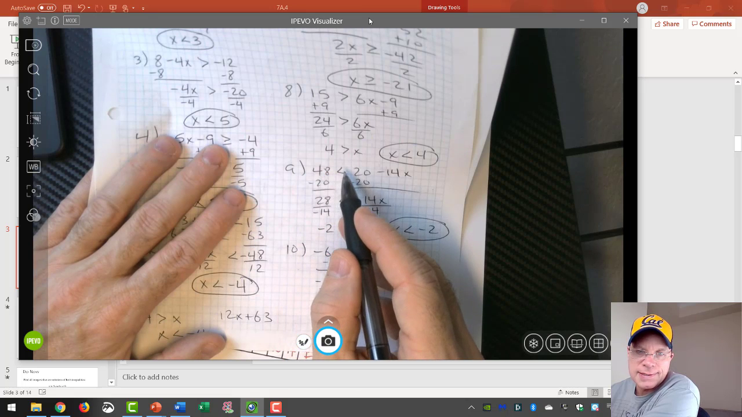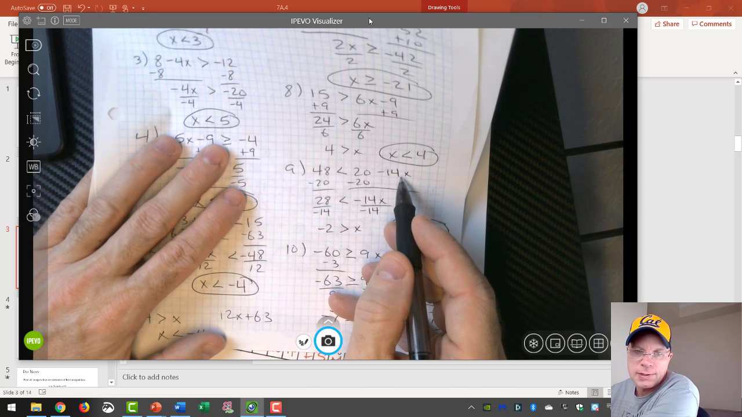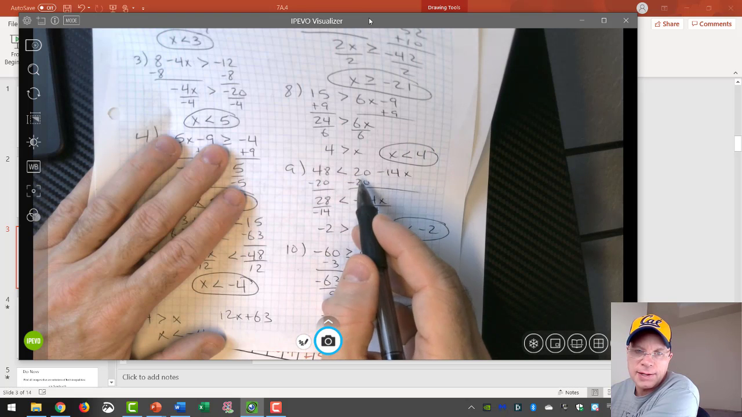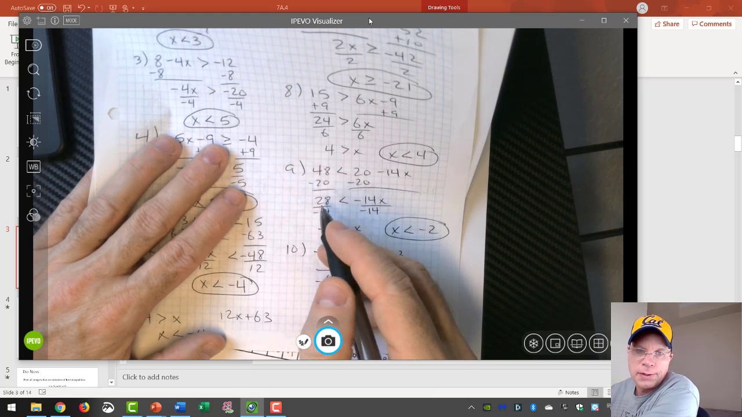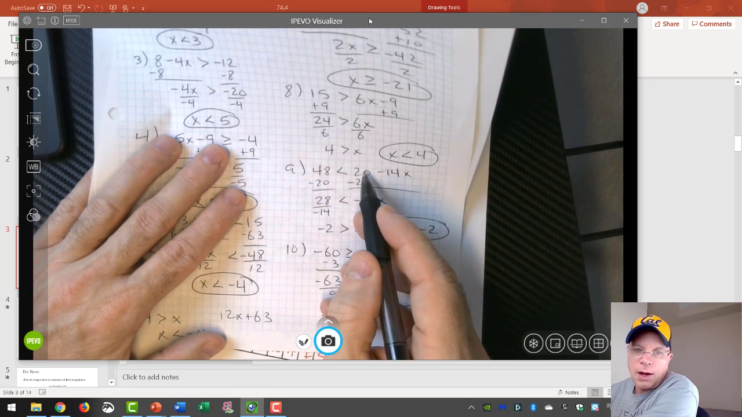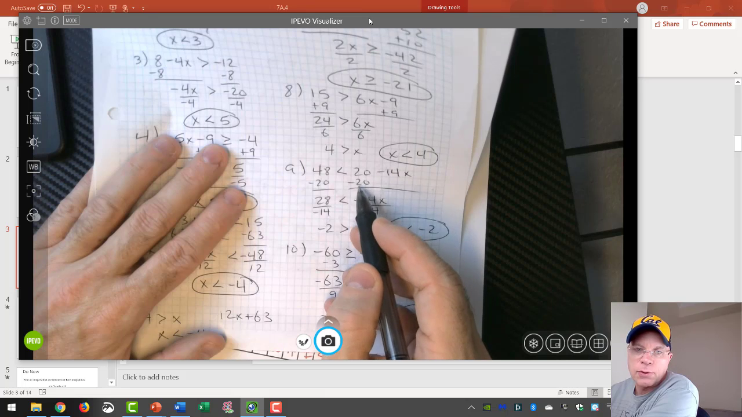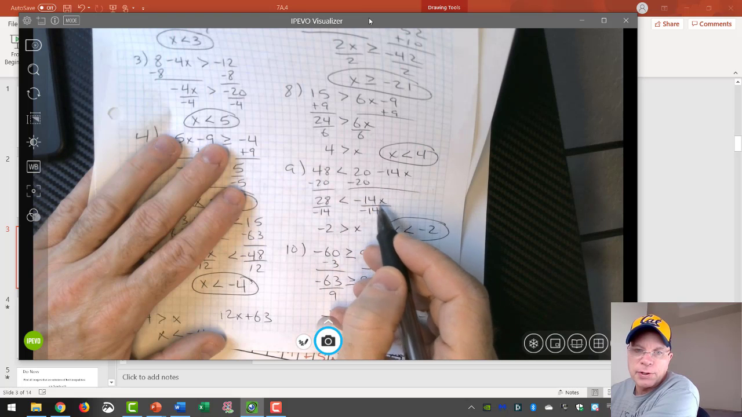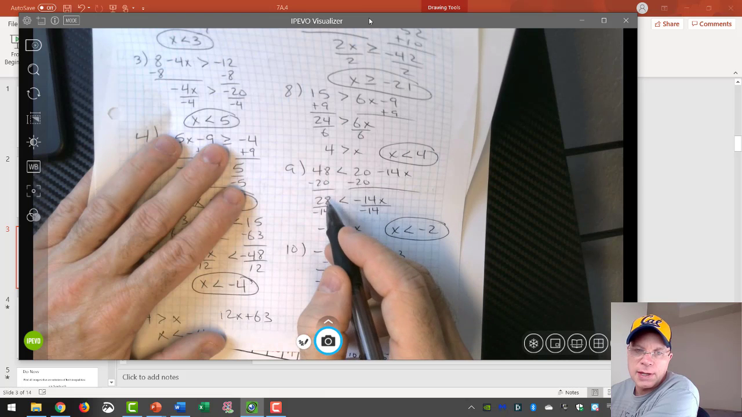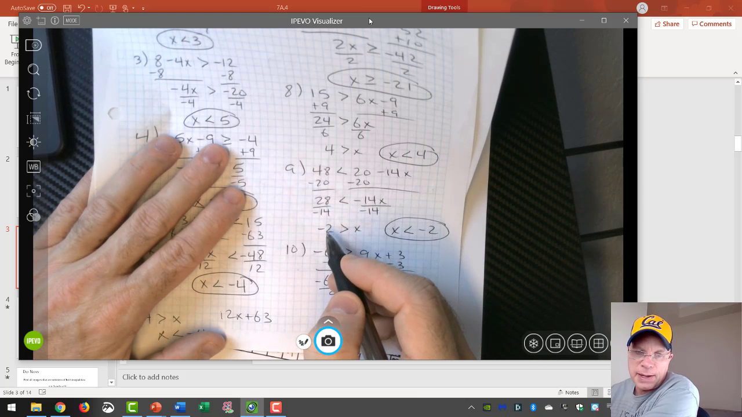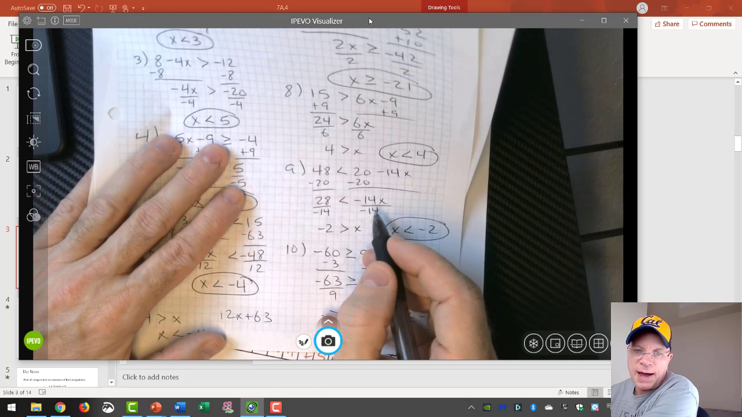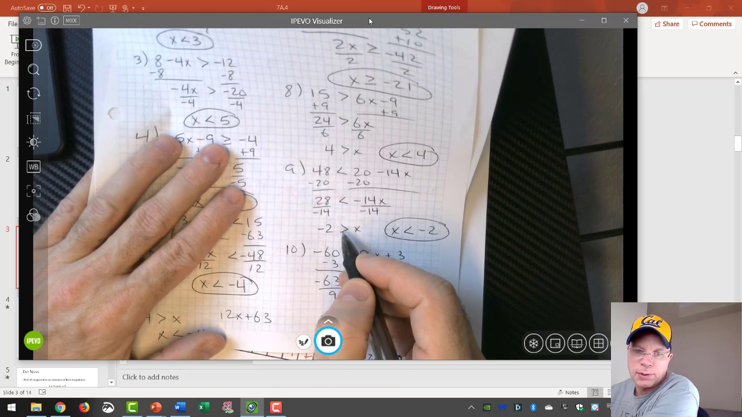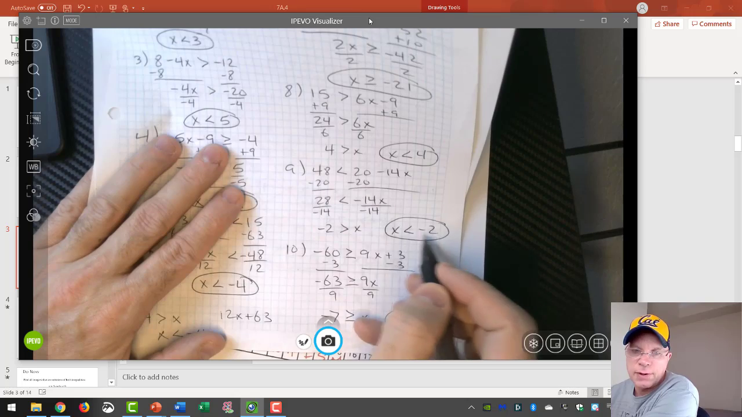Number 9 is 48 is less than 20 minus 14x. I want to subtract 20 from both sides to make this constant term 0. 48 minus 20 is 28. On the right side, you have to realize that when you remove this constant term, you still have negative 14x on the right side. And then when you divide both sides by negative 14, you get x on the right side. On the left side, you get negative 2 because positive divided by negative is negative. Not only that, we divided by a negative, so we need to reverse the inequality symbol, which you see there. And then if I read it from the x, it says x is less than negative 2. That's the final answer.